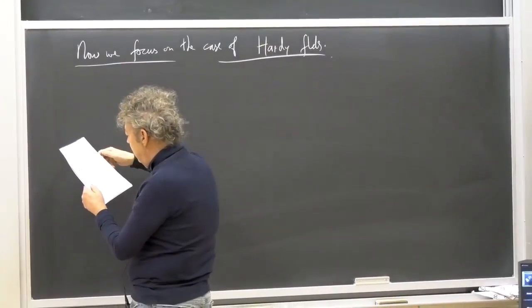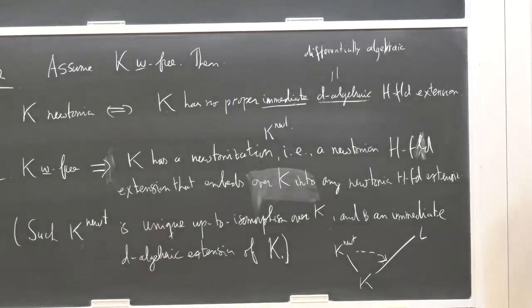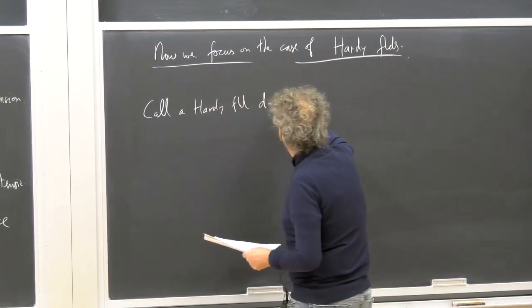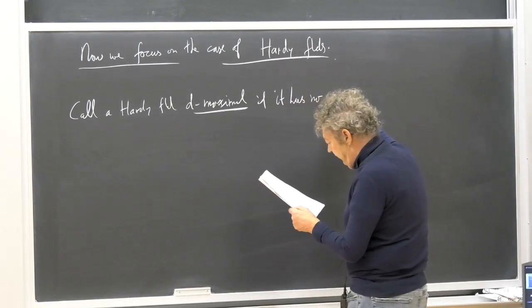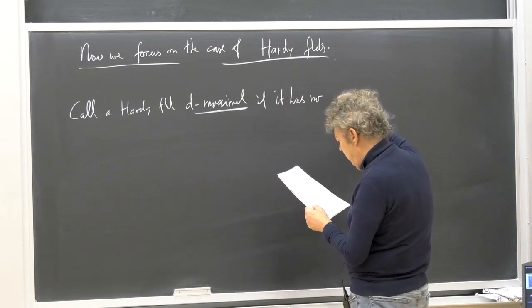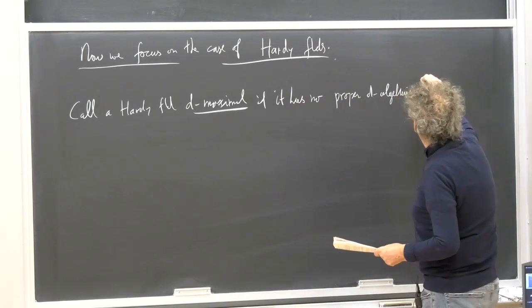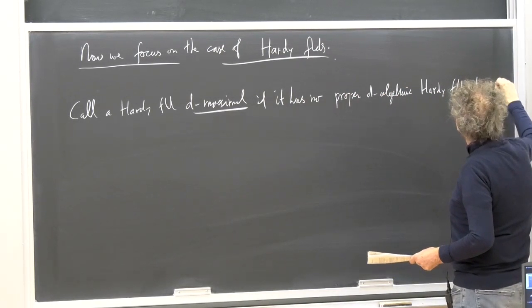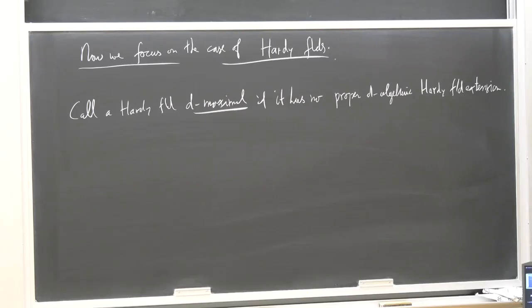So here a natural notion to consider is what we will call D-maximal, which is more general than just maximal. Call a Hardy field D-maximal if it has no proper D-algebraic Hardy field extension. In other words, right, I hope this is clear.